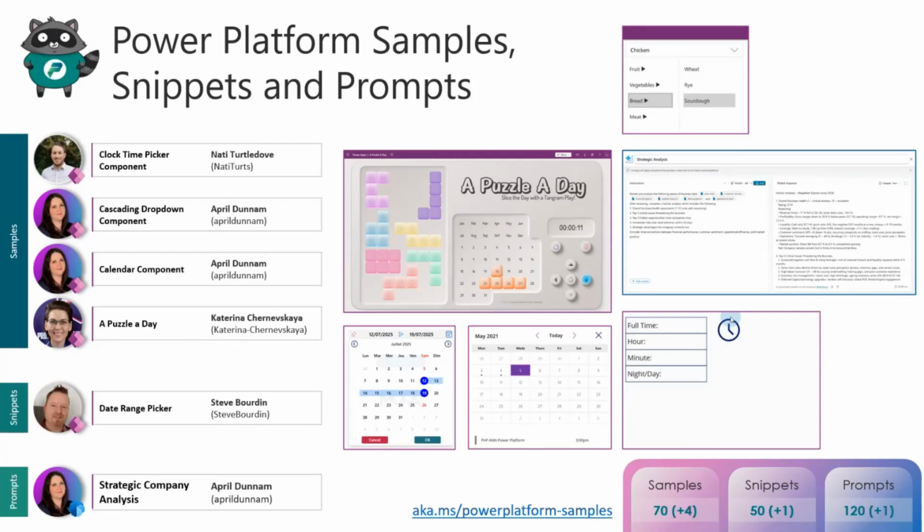Over the past month, we have 6 marvelous, wonderful samples from April, from Nati, from Steve, and from myself. Thank you very much, everybody, for contributing and supporting us. And look at those fantastic numbers. We have 70 samples, 50 snippets, and 120 prompts. I would also like to thank Daniel Laskovich, who supported me and merged my sample, and supports me day-to-day as well. Thank you very much to everybody.